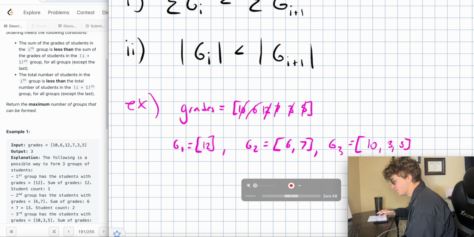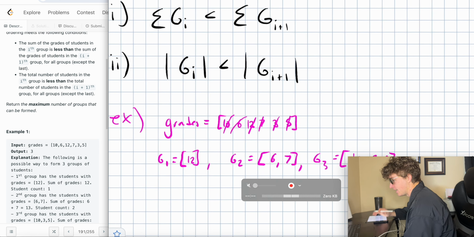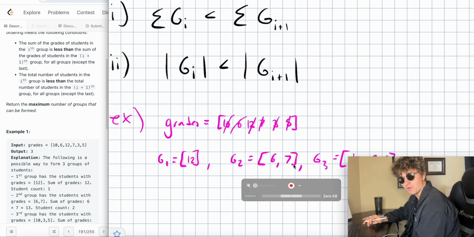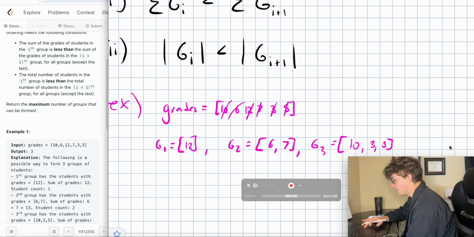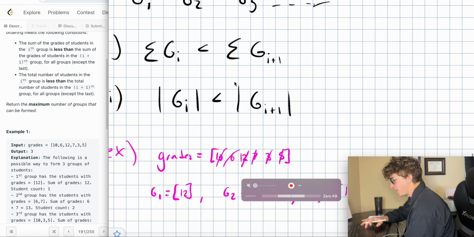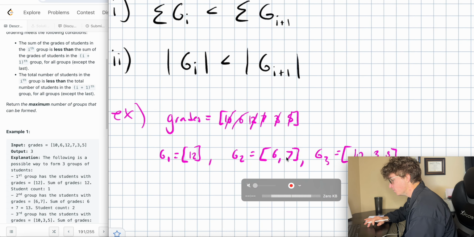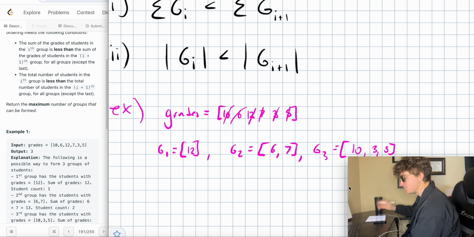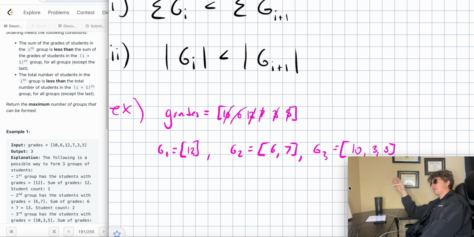Are these conditions met? Well, yes, the sum of this one is 12. The sum of this one is 13, so that's less than. The number of elements in this one is 1. The number of elements in the subsequent one is 2, so it's less than. This one, the sum is 13. The sum of the next one is 13 plus 5, 18. So yes, that's met. The number of elements in here are 2, and the number of elements in the next one are 3. Right, so it meets. So all the conditions are met, and this can be shown to be the ideal solution.